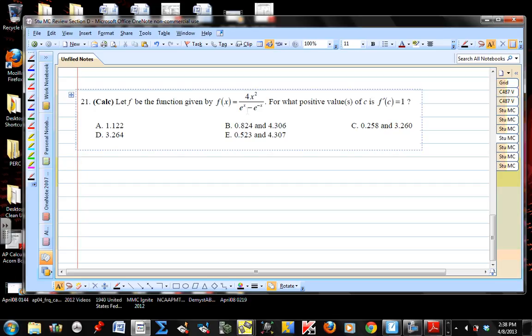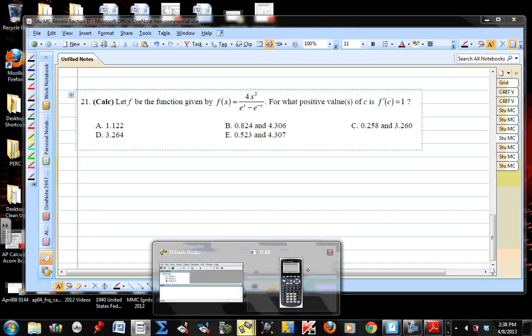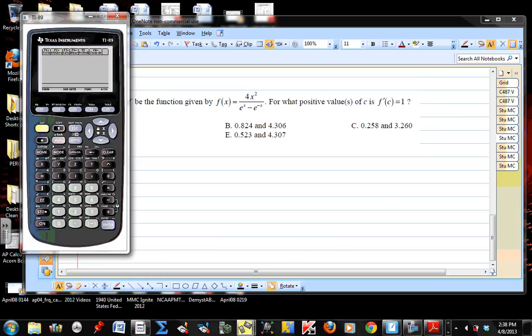They give us a function, and they want to know for what positive values of c this function's derivative is equal to 1. One way we can do this with the 89 is just take the derivative of this function, set it equal to 1, and solve. Or we could use the graph feature, and that's what we're going to do. We can find the derivative of this function by hand, but we don't need to because our calculator will find the derivative for us. Here's a pretty slick way to do it on the 89. You can find the derivative on home screen and copy and paste into the y equals screen, or there's other techniques. I think we'll go that route.